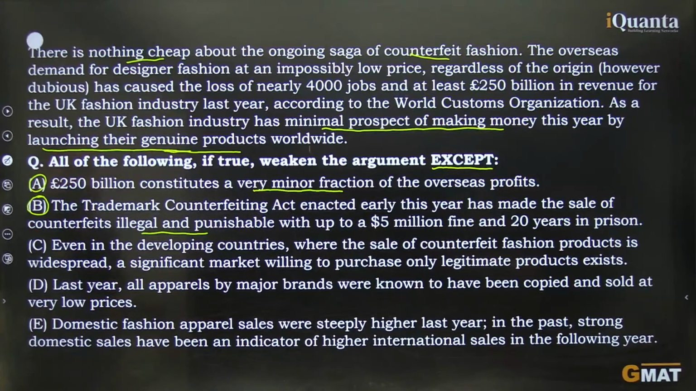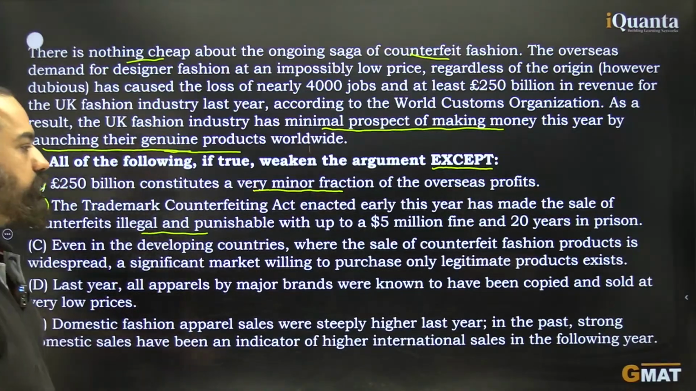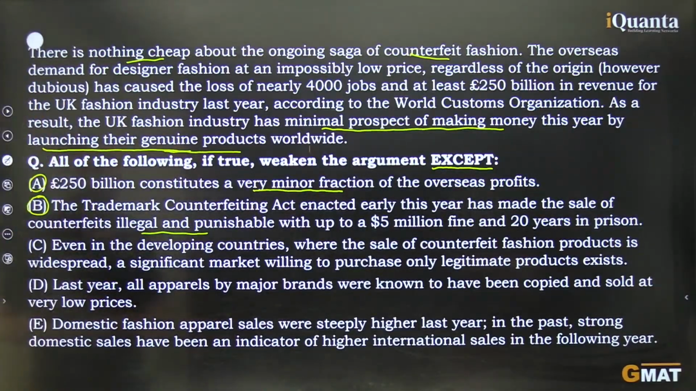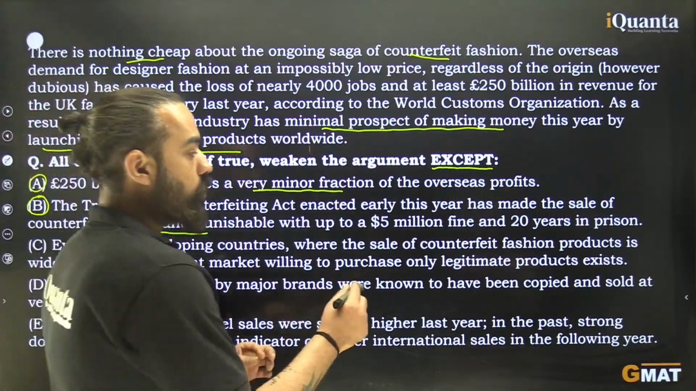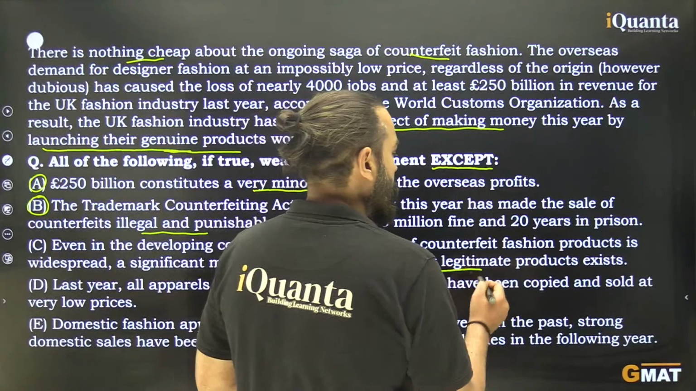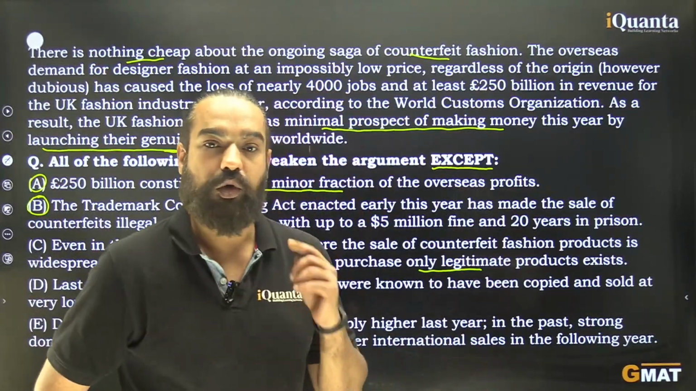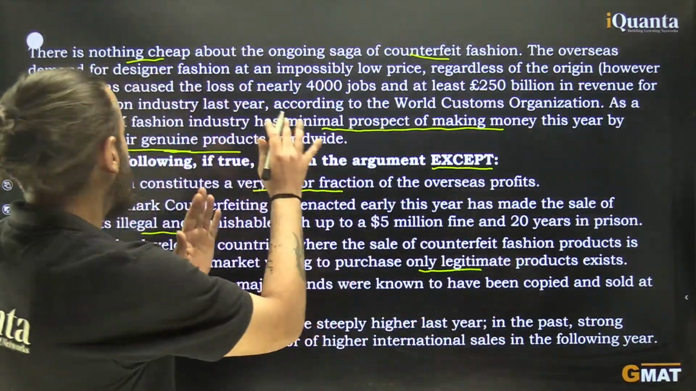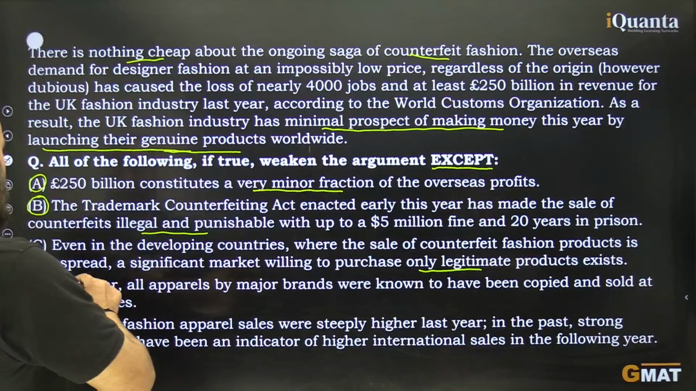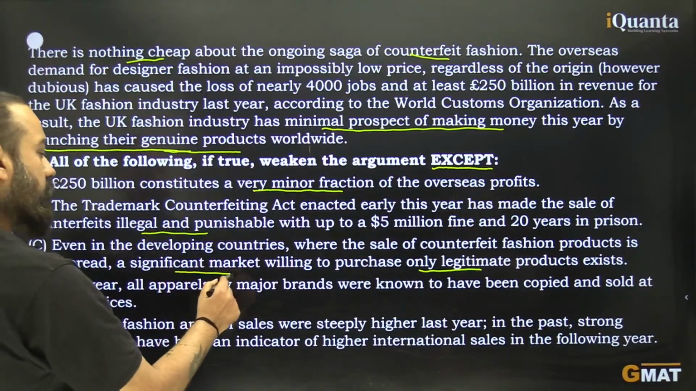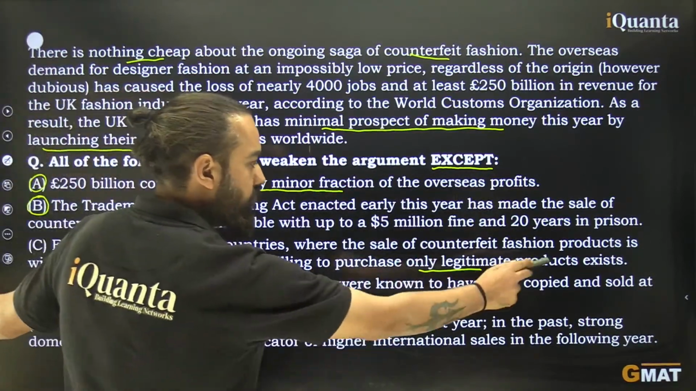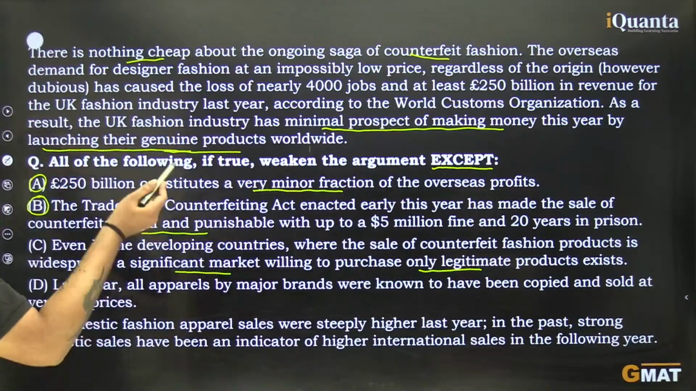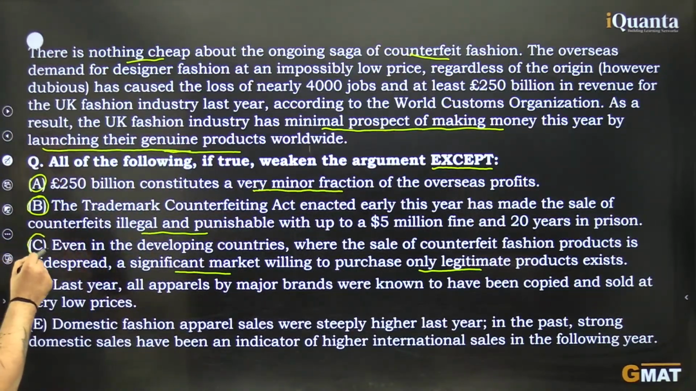C. Even in the developing countries where the sale of counterfeit fashion products is widespread, a significant market willing to purchase only legitimate product exists. So somebody who wants a Gucci will buy an original Gucci. So they have a good enough reason to launch their genuine products because a significant market willing to purchase only legitimate product exists. This is also weakening the argument that they should not be launching their product.